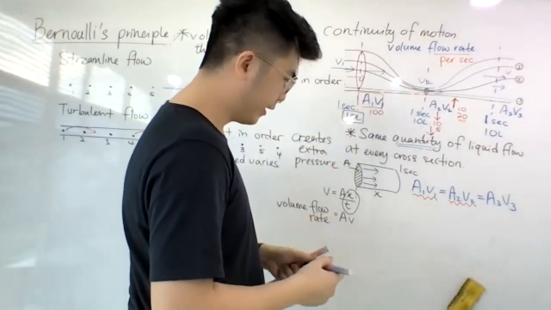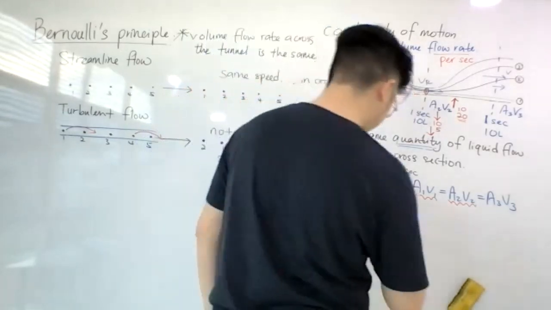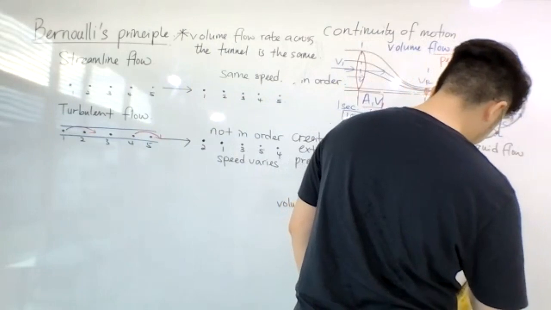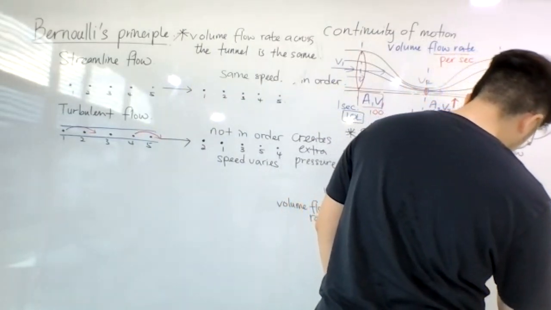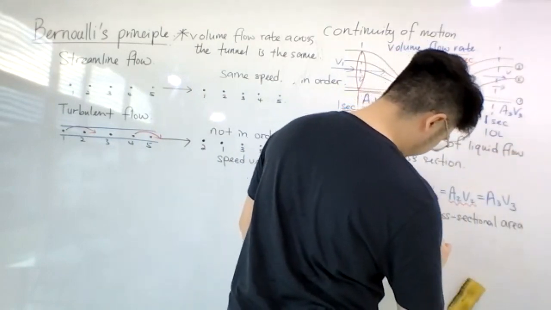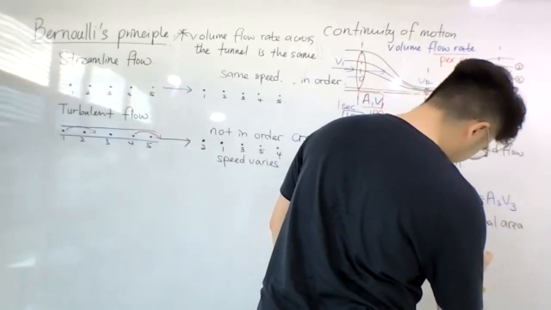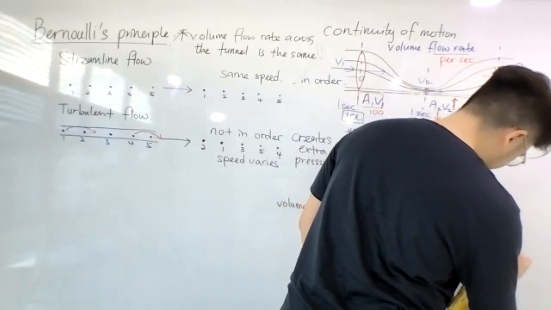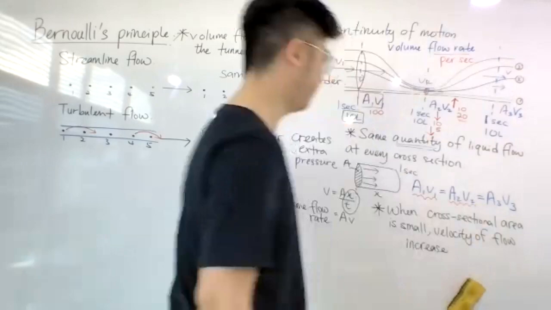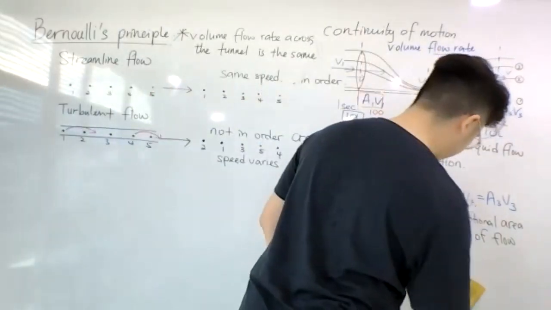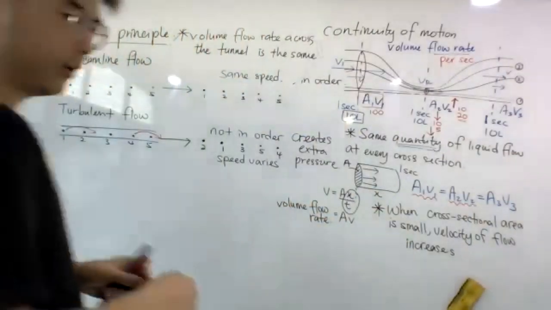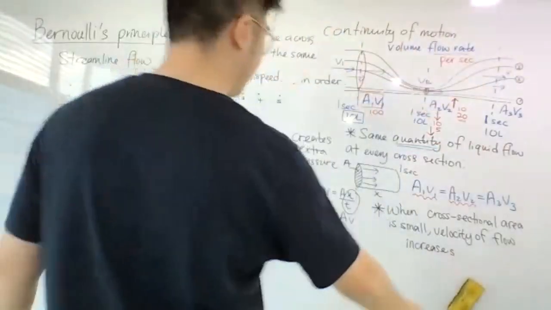Okay, so here we will make a conclusion. Here we say what? When cross-sectional area is small, velocity of flow increases, and vice versa. Okay, when cross-sectional area is small, velocity of flow increases, and this we will use in our Bernoulli's later. Right? So let me give you another example like this.